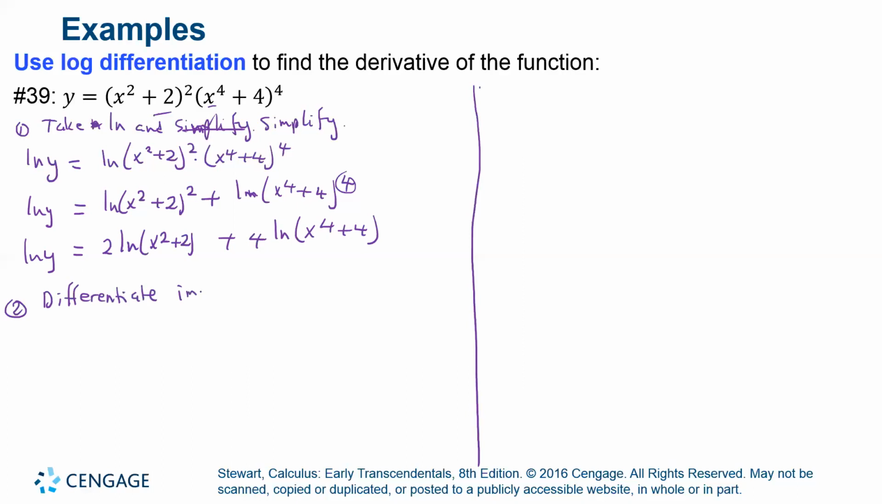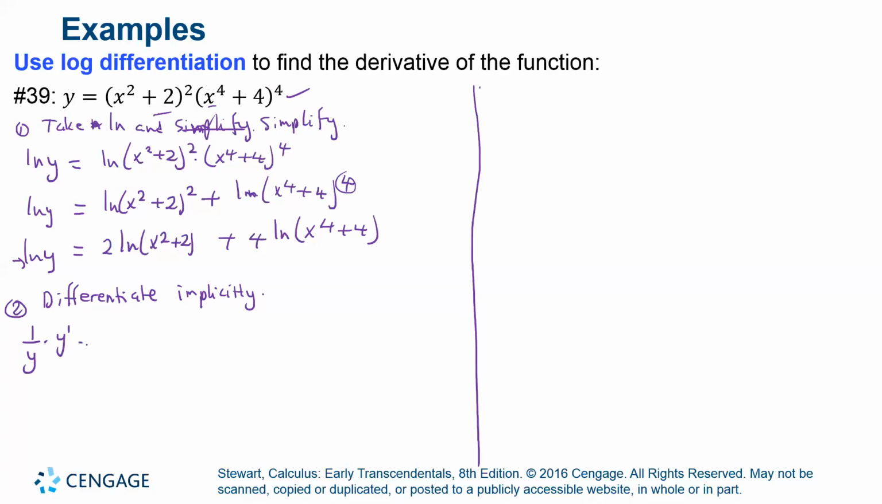Differentiate implicitly. So we're going to differentiate this step here. Remember, y is a function of x. As you can see, that was your y. So you use a chain rule. If you differentiate natural log, you get what? 1 over y, then times y prime.